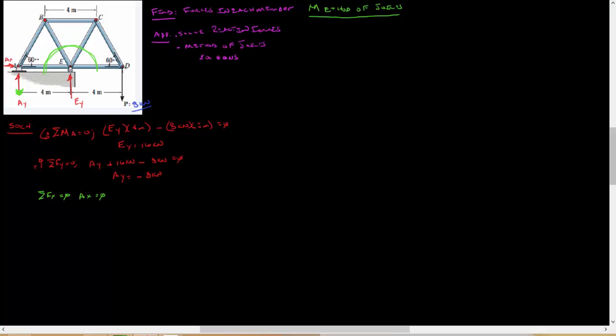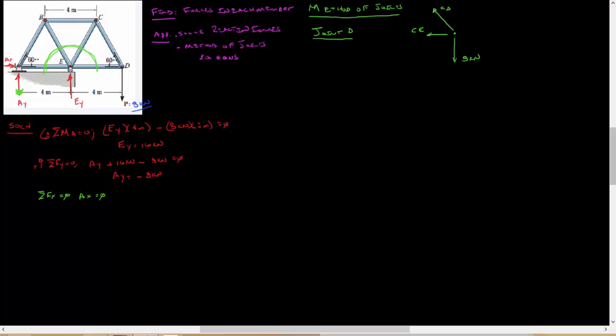But if I go to point D, joint D, and I draw my free body diagram, I'm going to have the 8 kilonewton force that's acting down. I'm going to have member CD, and I'm going to have member CE. Now here's an important point.